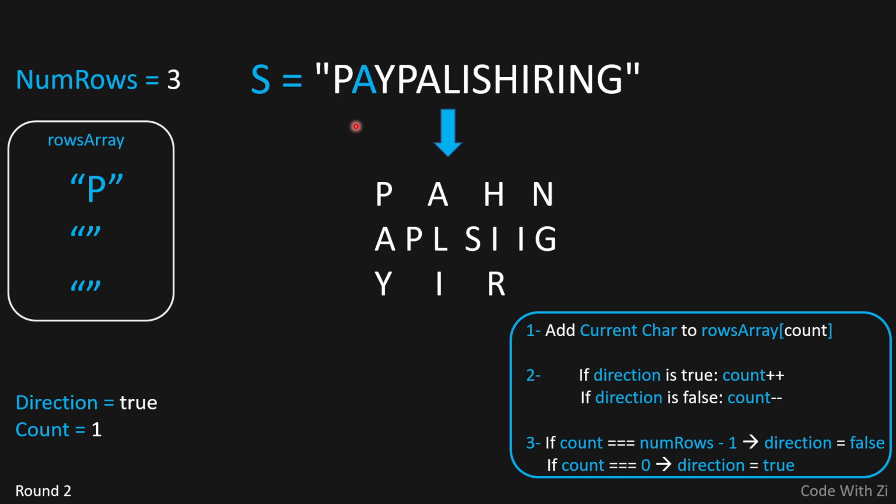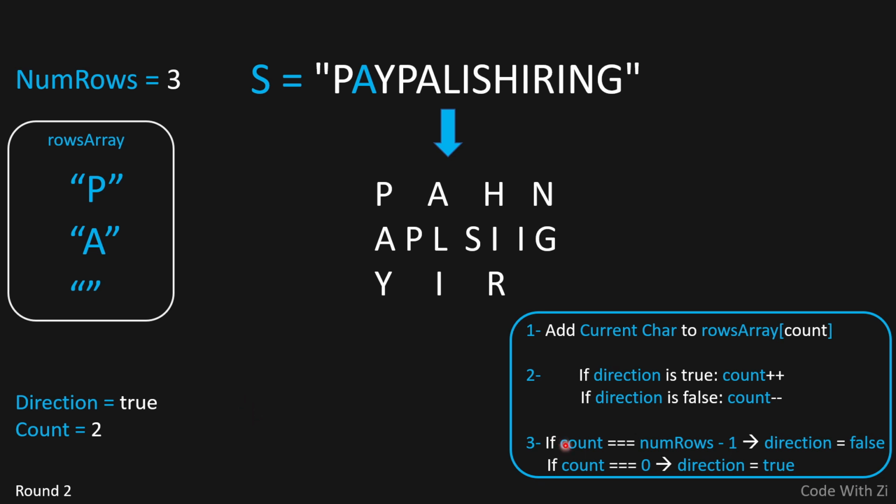So let's move on to the next round, and in our second round, we're actually gonna be pointing to our second character because we're in the second round, and this is gonna be our current character. So we're gonna say again, add the current character to rows array, but at the count index, and the count index is 1, so we're gonna add a to this string here because the index of this string is 1 and count is 1. Then we're gonna move on to step 2. We're gonna check the value of direction. Direction is equal to true, so we're gonna increment count. Let's increment count, and that's it.